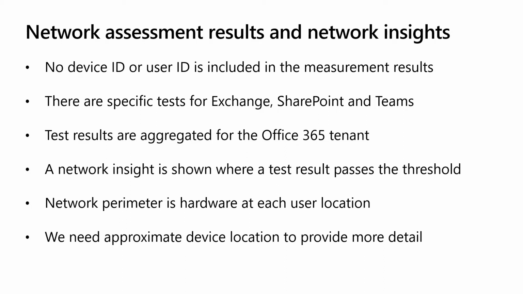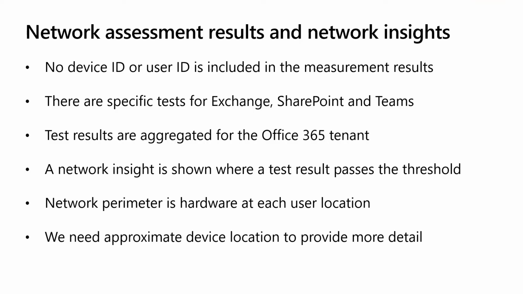So one thing this tells us is that the location where your users are is really important for running these tests. And where is that network perimeter? Because the network perimeter is a physical location. It's either a stack of network devices in a closet or in a person's garage or wherever that is. So we need to identify an approximate location for where that is in order to be able to do that. We actually have a couple of different ways that we can do that. So let's take a look at those.